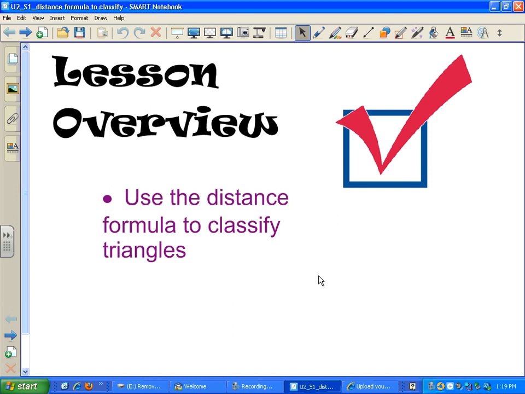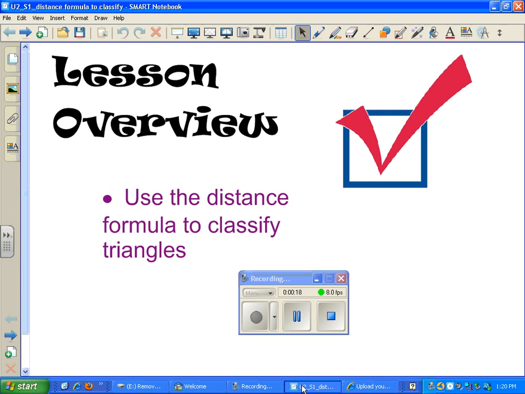Welcome to this lesson. In this lesson, we are going to see how we can use the distance formula to classify triangles. So we're going to apply stuff from last unit, the distance formula, to some of the new stuff like classifying triangles that we've been learning in this unit. So let's go ahead and see how we do this.